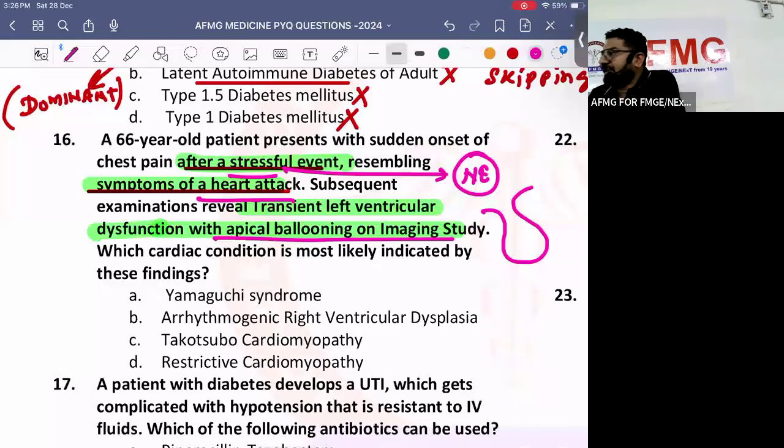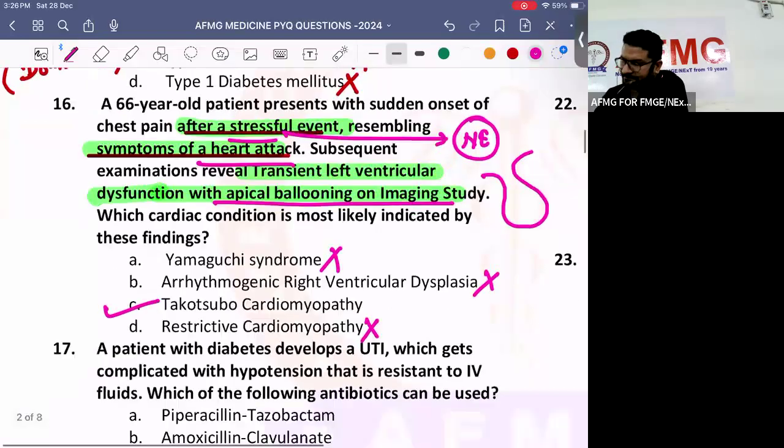So इसमें MI जैसा क्या होगा? ECG changes, MI like troponin elevation. It's the classical case of Takotsubo cardiomyopathy. Restrictive cardiomyopathy will have a long-term history of cancer that can convert into amyloidosis. ARVD and Yamaguchi are rare conditions and not related to stress. So it's a case of Takotsubo cardiomyopathy. Clear? Okay, try to answer.